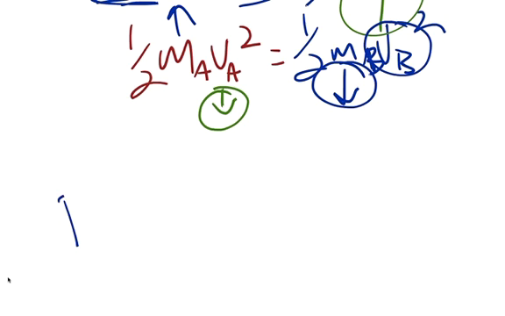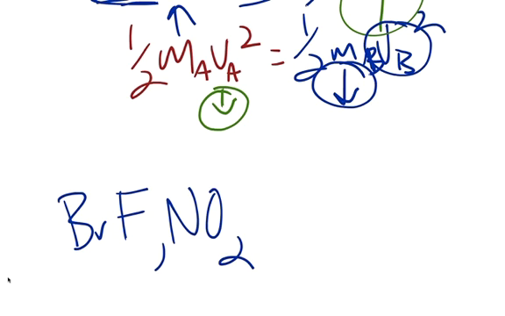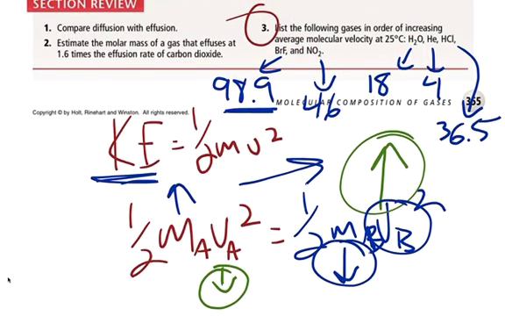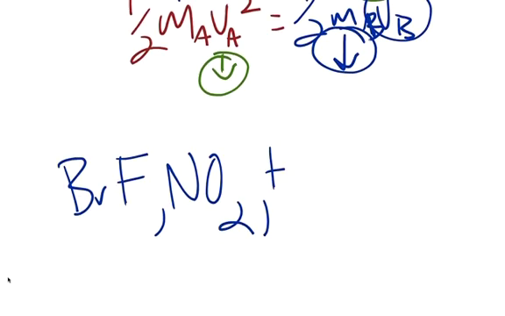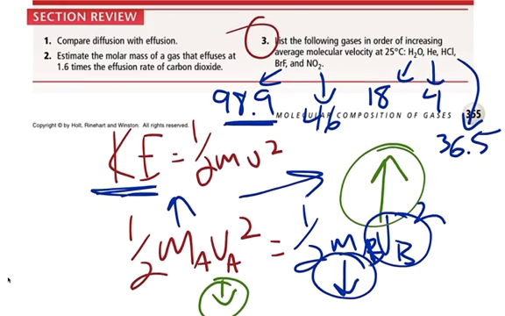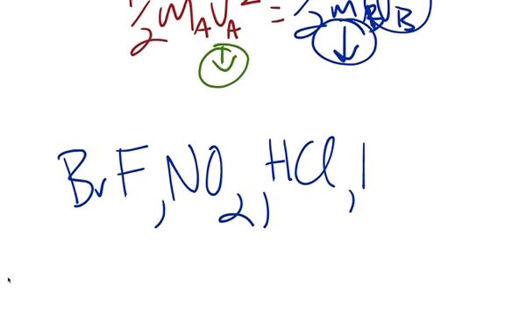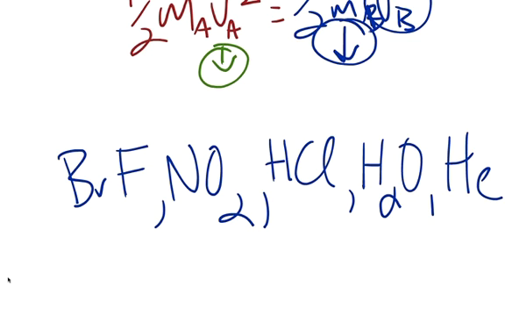So my slowest gas is going to be the heaviest. And if I put them in order of increasing velocity, nitrogen dioxide would be next, followed by hydrochloric acid, followed by water, and then helium, because helium is my lightest. So what this is telling us is a gas like helium will diffuse or effuse much, much faster than a gas like bromine fluoride because it moves faster at the same temperature.